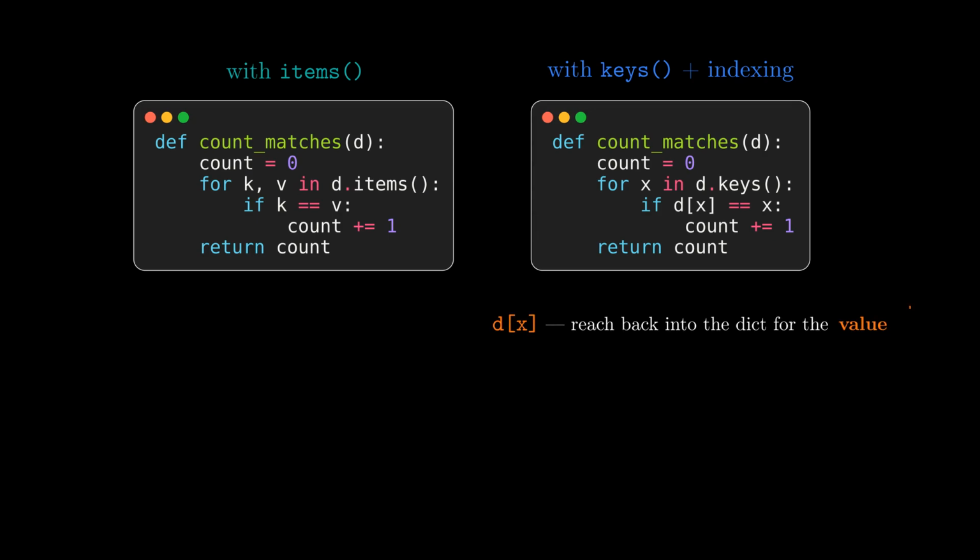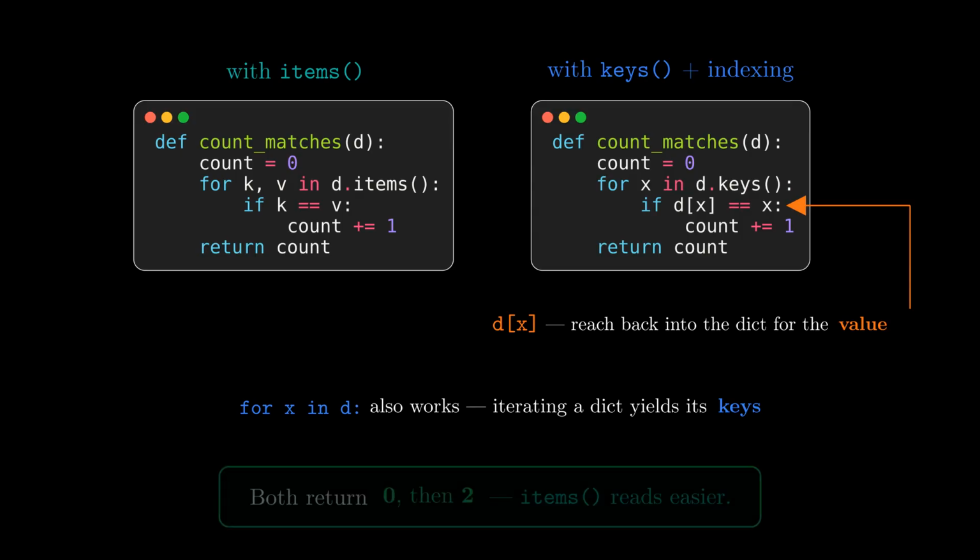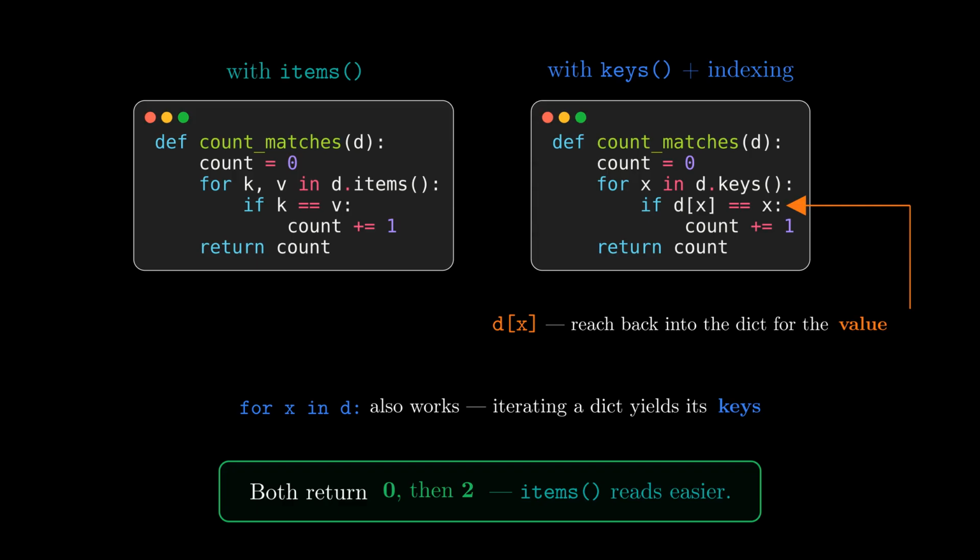Indexing a dictionary uses square brackets exactly like a list. D of X gives the value for key X. You can even loop over the dictionary directly, which also hands you the keys. But naming the keys method is the clear, explicit form. Both versions are correct and both return 0 then 2.